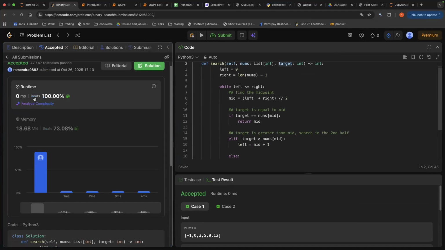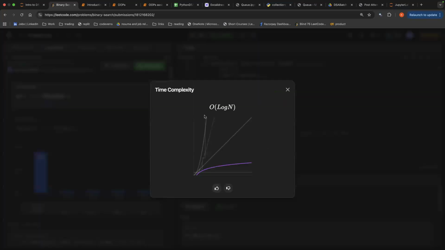Now this 100% sometimes it will change. This is a very simple question, so you are getting it, but sometimes you will not get 100%. But this is fine. Now here there's the option of analyzing complexity. LeetCode gives you one option also. You can click on analyze complexity and you can see it is saying O of log n.